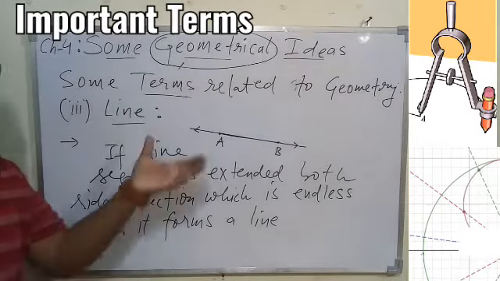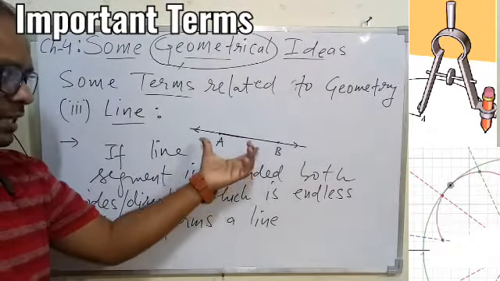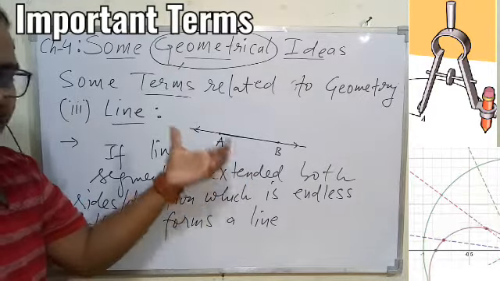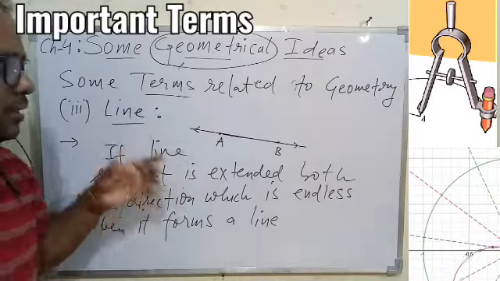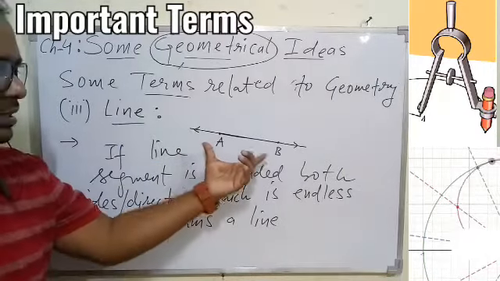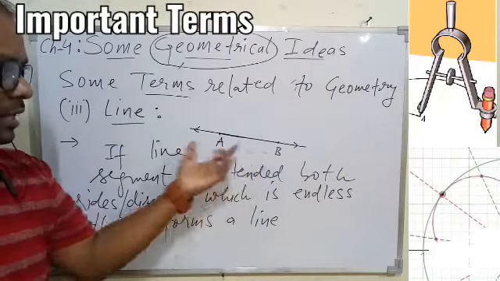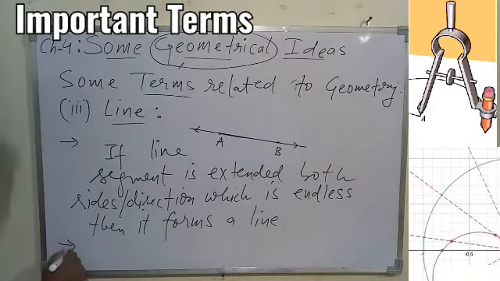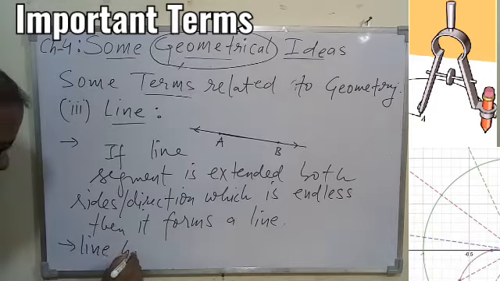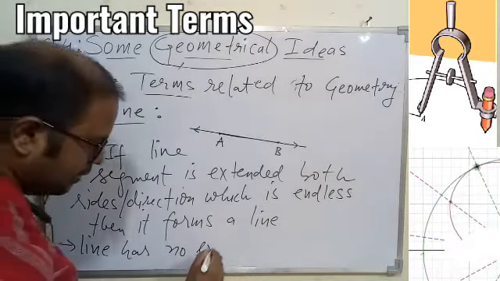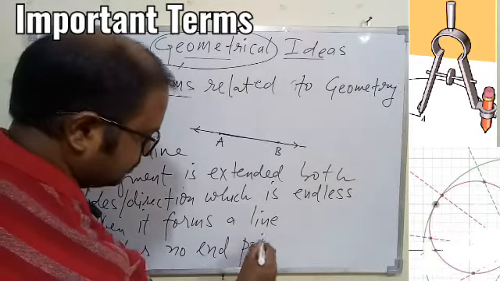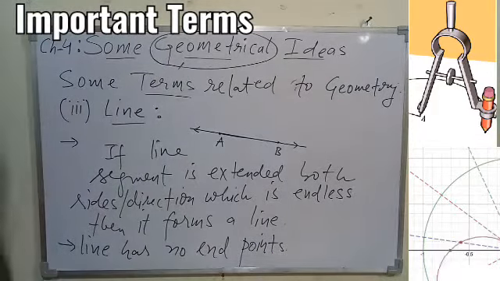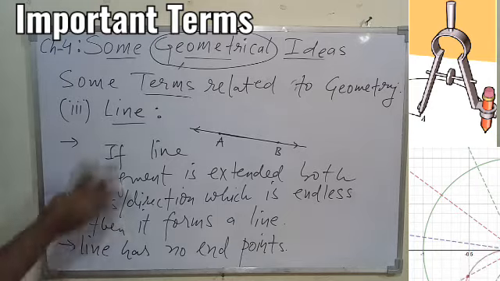So simply we can say a line has no end points, line segment has the end points. So line segment is basically a part of line. So line has no limit, line segment has a limit, because it has got the end points. So we can say line has no end points. So till infinite distance it will go on. Okay, this is one thing we should know.